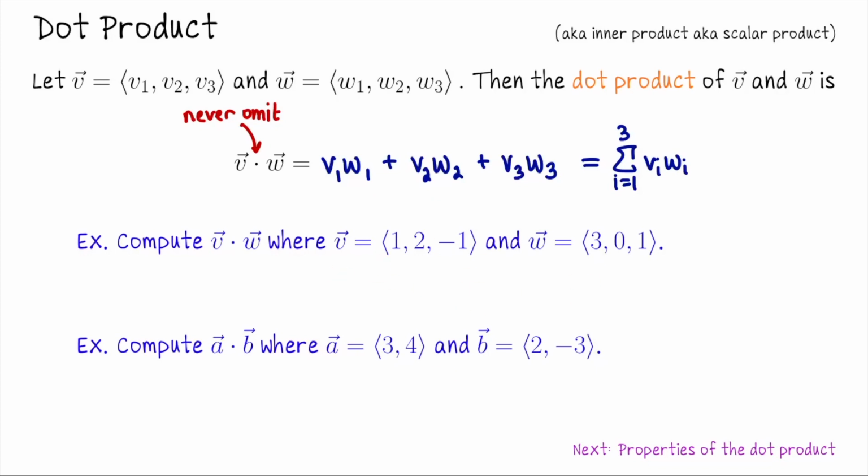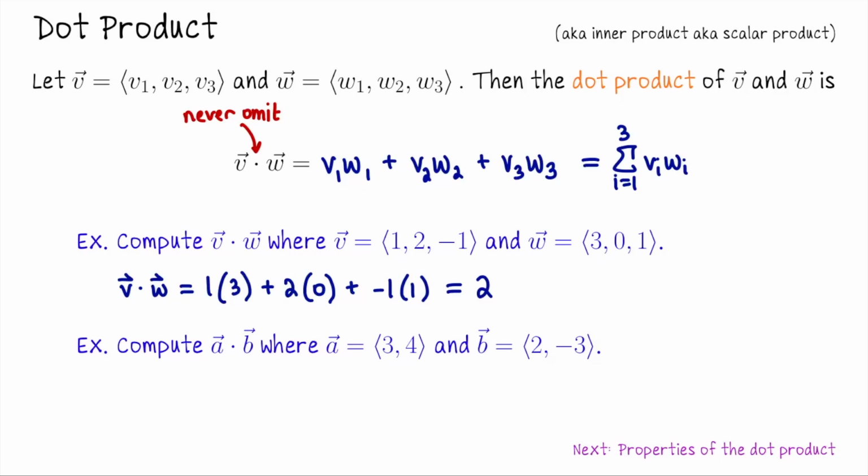The first one is in R3, just like the formula I wrote above, and then we'll do two vectors in R2, just to show you that it's pretty clear how to apply this definition to other dimensional spaces. So let's compute v dot w, where v is 1, 2, negative 1, and w is 3, 0, 1. So here v dot w would be 1 times 3, that's the product of their x-coordinates, plus 2 times 0, that's the product of their y-coordinates, plus negative 1 times 1, the product of their z-coordinates. So we get 3 plus 0 minus 1 is 2. Pretty simple.